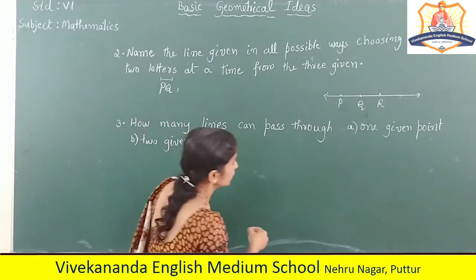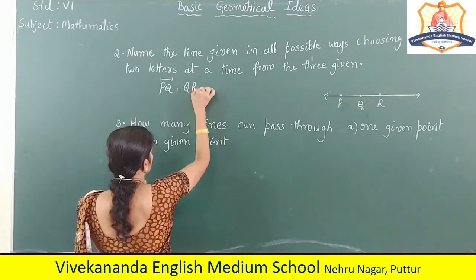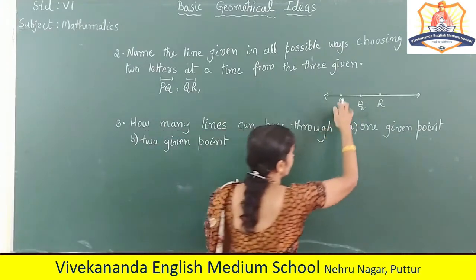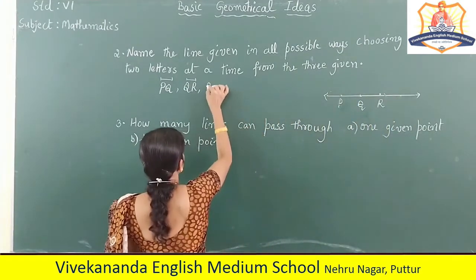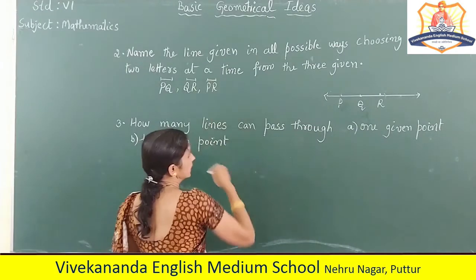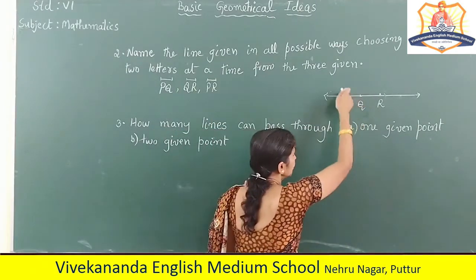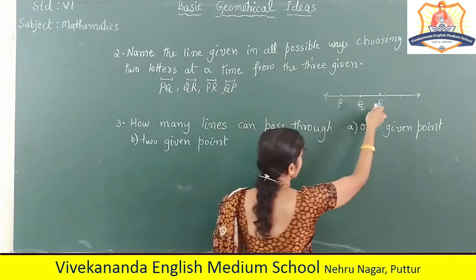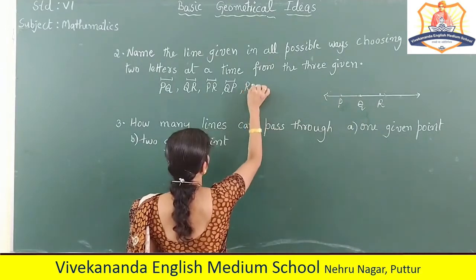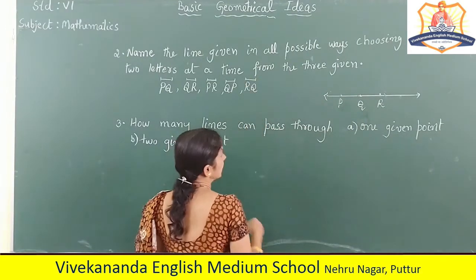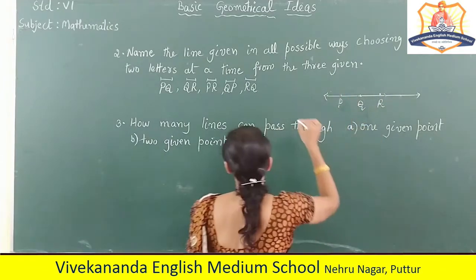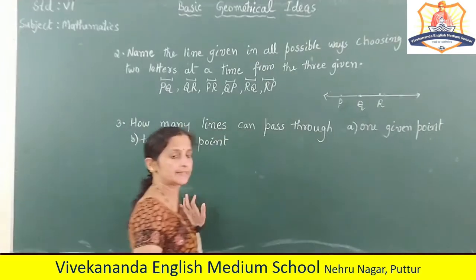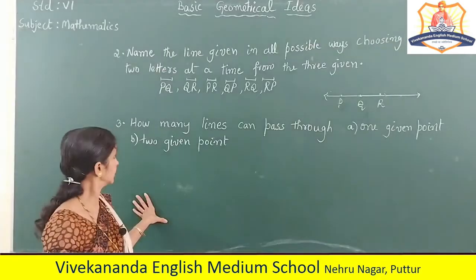Next QR, QR is another line. Then you can write PR. Next you can write QP. Next you can write RQ. And also you can write RP. These are the possible ways you can get the straight line.